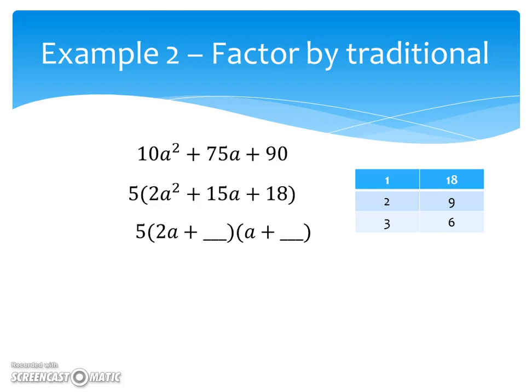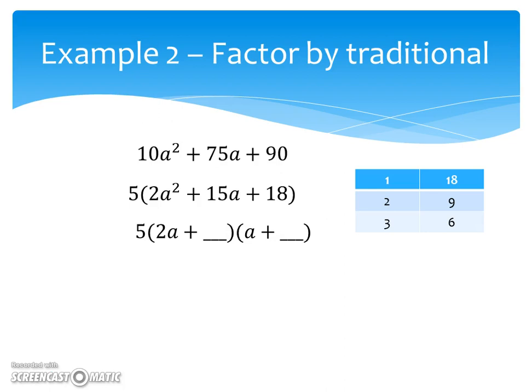We can now try 2 and 9. If we put 2 in the first blank and 9 in the second blank, we know that 2a will multiply by 9 to get us 18, which is bigger than 15, so we know that doesn't work already. So we can flip-flop those and put 9 in the first blank, 2 in the second blank.